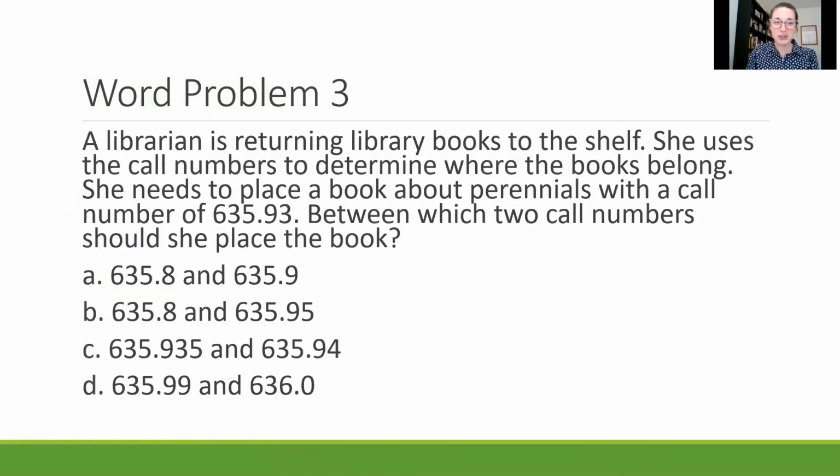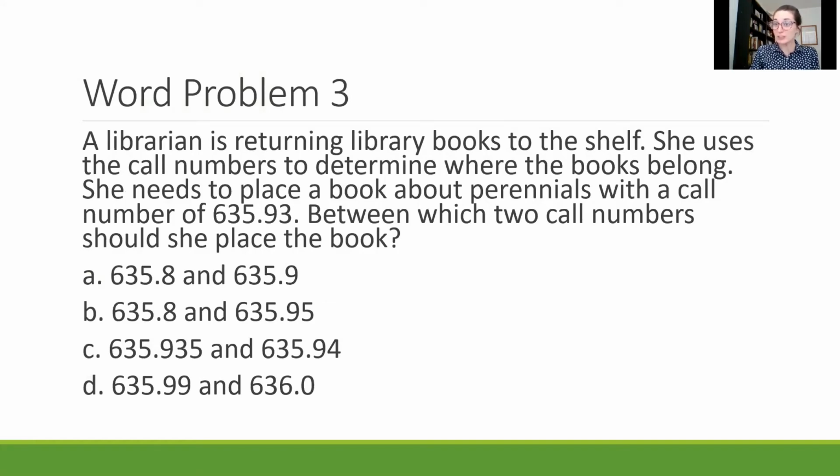For word problem 3, it says a librarian is returning library books to the shelf. She uses the call numbers to determine where the books belong. She needs to place a book about perennials with a call number of 635.93. Between which 2 call numbers should she place the book? So we have all of these call numbers listed down here, and really this problem is just identifying where the decimal places go and how to put decimals in order.